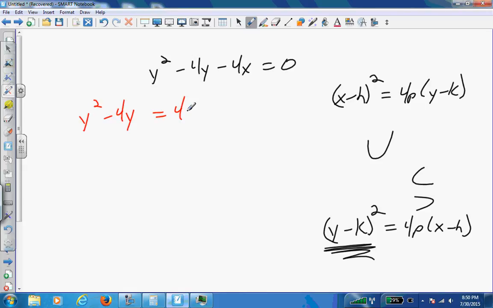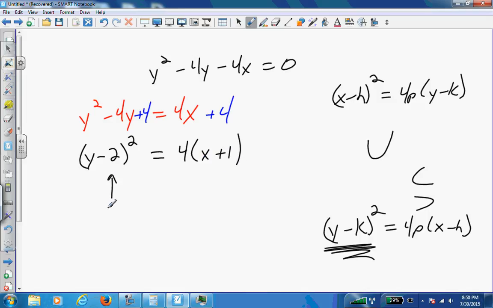We can add 4x to both sides. We want to write this as a linear factor being squared, so we need to complete the square. If we take half of this coefficient and square it, we get 4. So 4 is what we need to add to both sides. The left side factors as y minus 2 times y minus 2, or y minus 2 squared. We want to factor out the coefficient of x, so if we factor out 4, we're left with x plus 1.